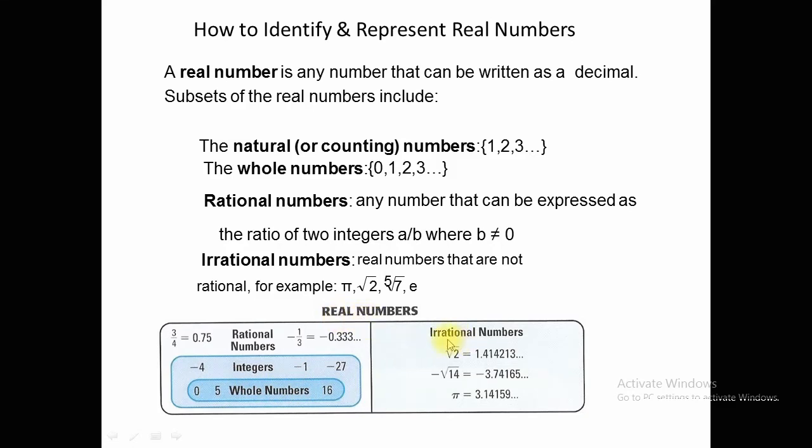Now, irrational numbers. Under root 2 is equal to 1.414213 and so on, minus under root 14 is minus 3.74165 and so on, and the value of pi is equal to 3.14159 and so on. So all these irrational numbers are also real numbers. So the union of rational and irrational numbers is the real numbers.